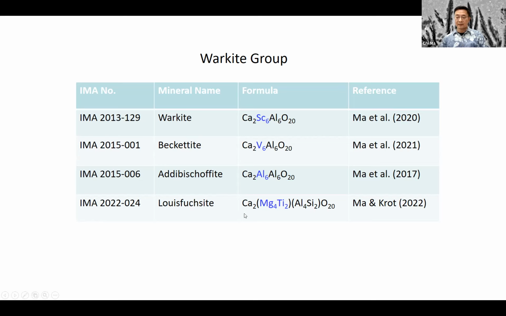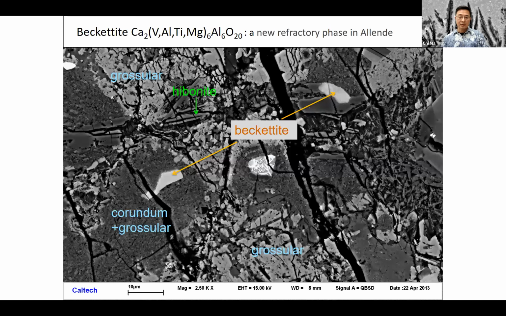It contains very enriched Mg and titanium in this site. All right, let's take a look at them. Bactite, calcium vanadium aluminum oxide, occurs in a very special vanadium-rich Allende CAI. So here, along with hibonite and with other secondary minerals.